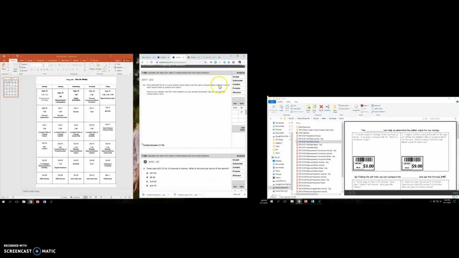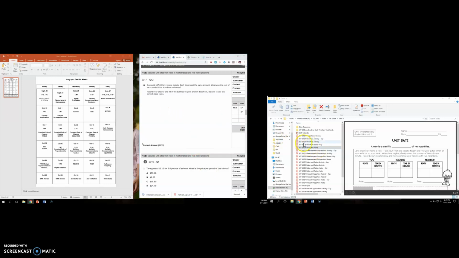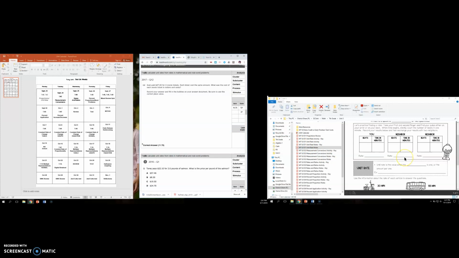They do not use the word unit rate though. They use the words per, each, and every. So in this example, each is used and this one is per. So we encourage them to set up a proportion and solve for these, with our proportions just having a 1 on them.